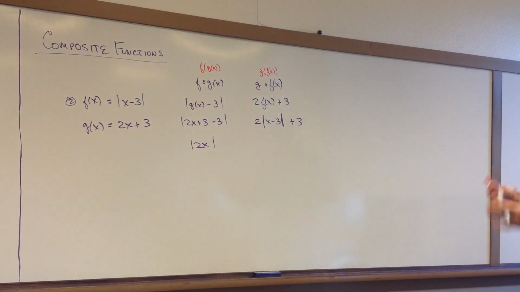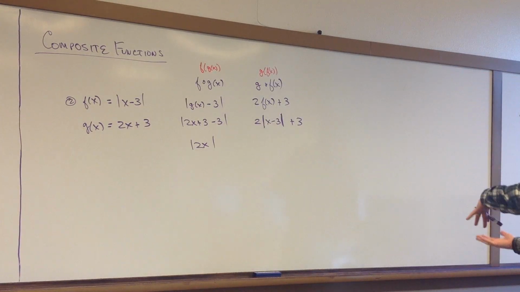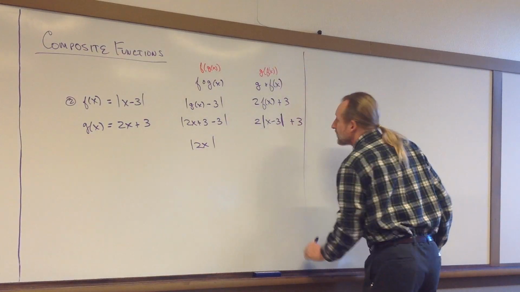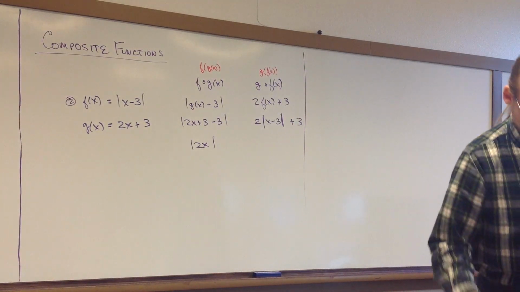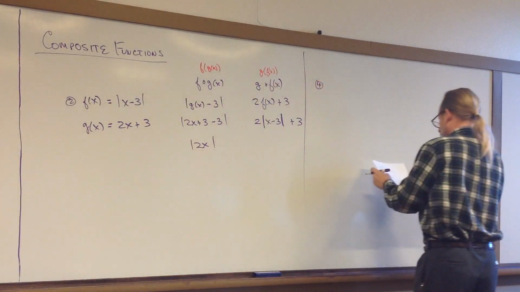And in doing this, I think that we can see that composition of functions is not commutative. F on g and g on f typically give you different answers. Sometimes they'll give you the same answer, and sometimes they won't. Okay. All right, let's look at problem 4 here.